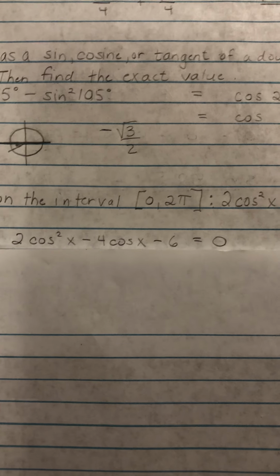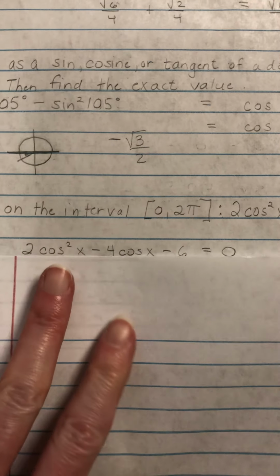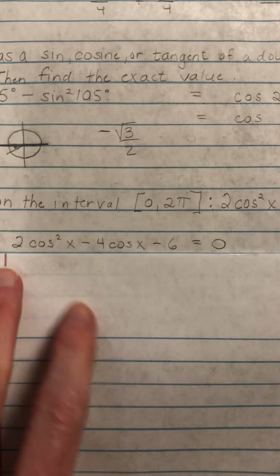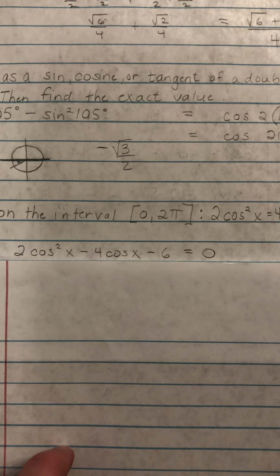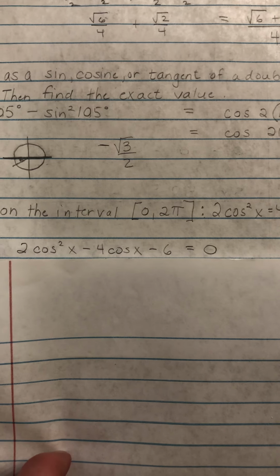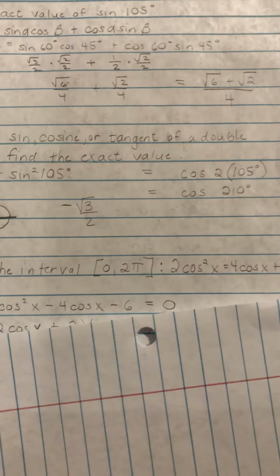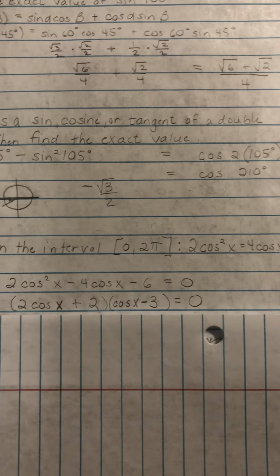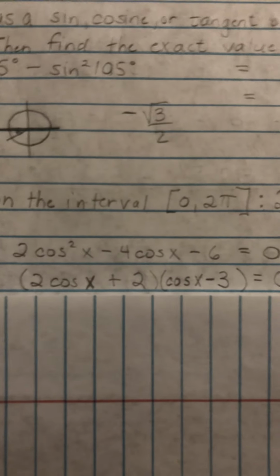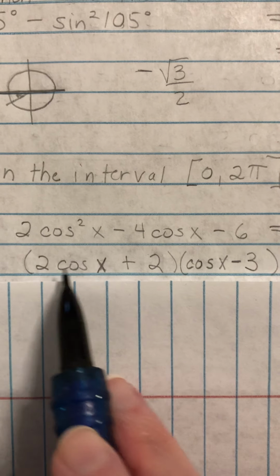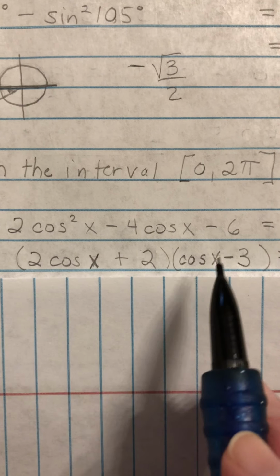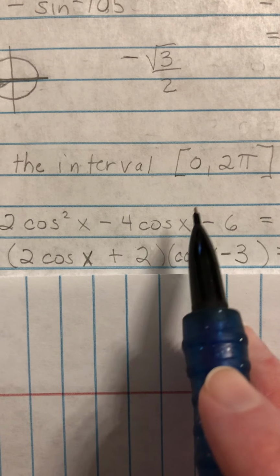Then, because it's quadratic, that means I have a squared right here, I want to factor it. So this is where you put it into the form before you did the FOIL method. And so that is going to look like this. The first term, I need to do 2 times 1 of cosine of x. I've got a negative 6 here.